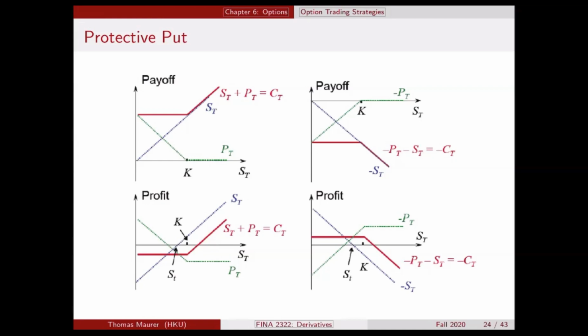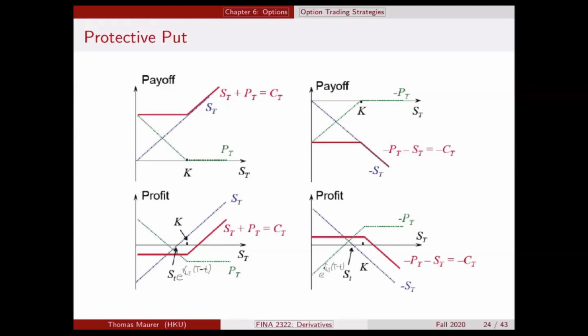Notice again, here's a typo in the slide. So here we should actually write ST times e to the power of the risk-free rate times the time to maturity, because we want to figure out what is the future value of these ST dollars at time capital T.